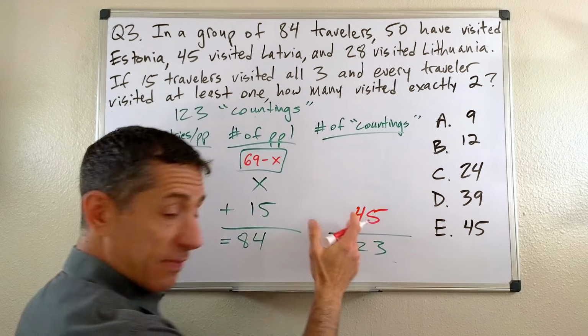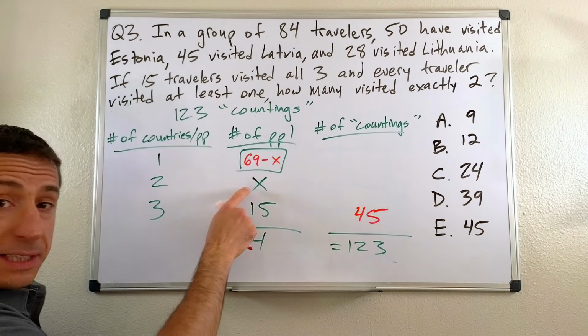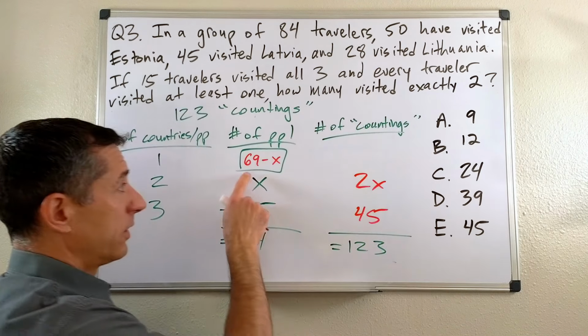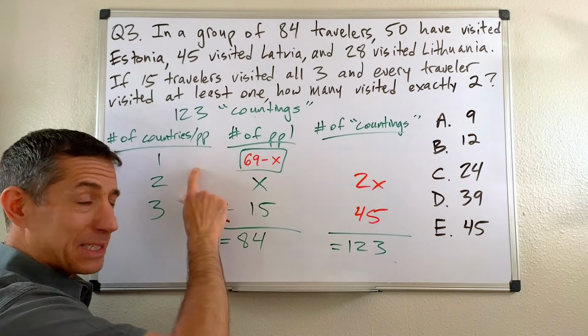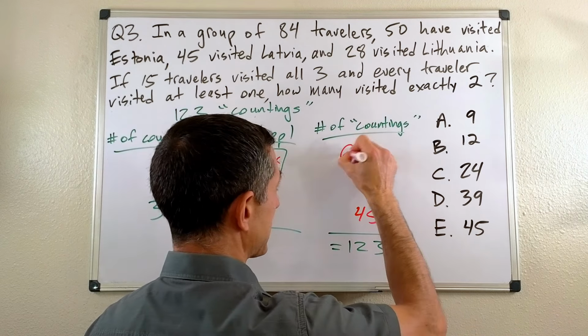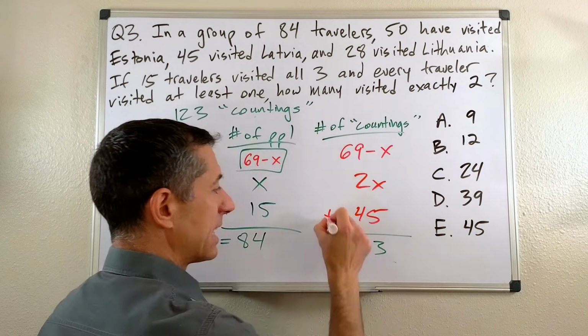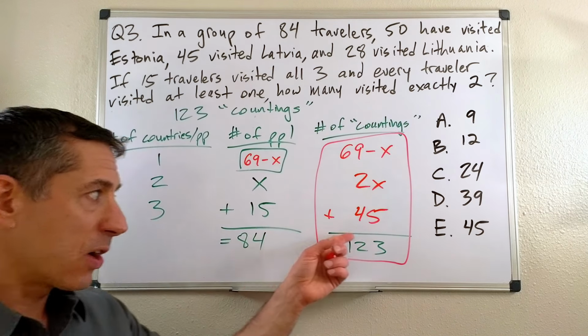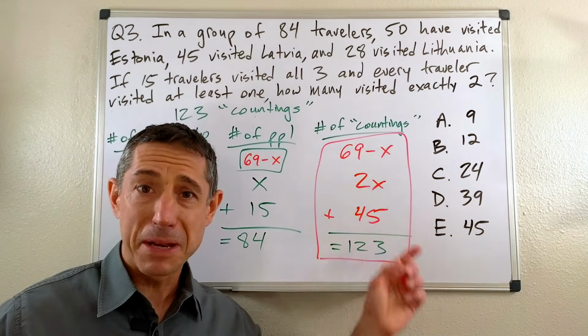That's going to give me 45 countings that we've accounted for. These x people who visited 2 countries each, that's 2x. Don't overthink this one. The 69 minus x in 1 country each, just going to be 69 minus x countings. Add those up, 1 equation, 1 variable. I really like your odds here. I think good things are going to happen.